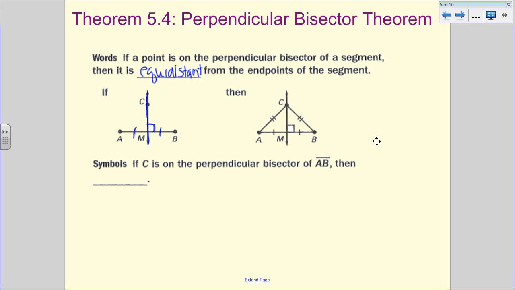That means when we connect C to A, the endpoint, and C to B, the other endpoint, we create two more congruent sides. So, if C is on the perpendicular bisector of AB, that means CA, that segment, is congruent to CB. The point gets connected to both endpoints, so we create two new segments.